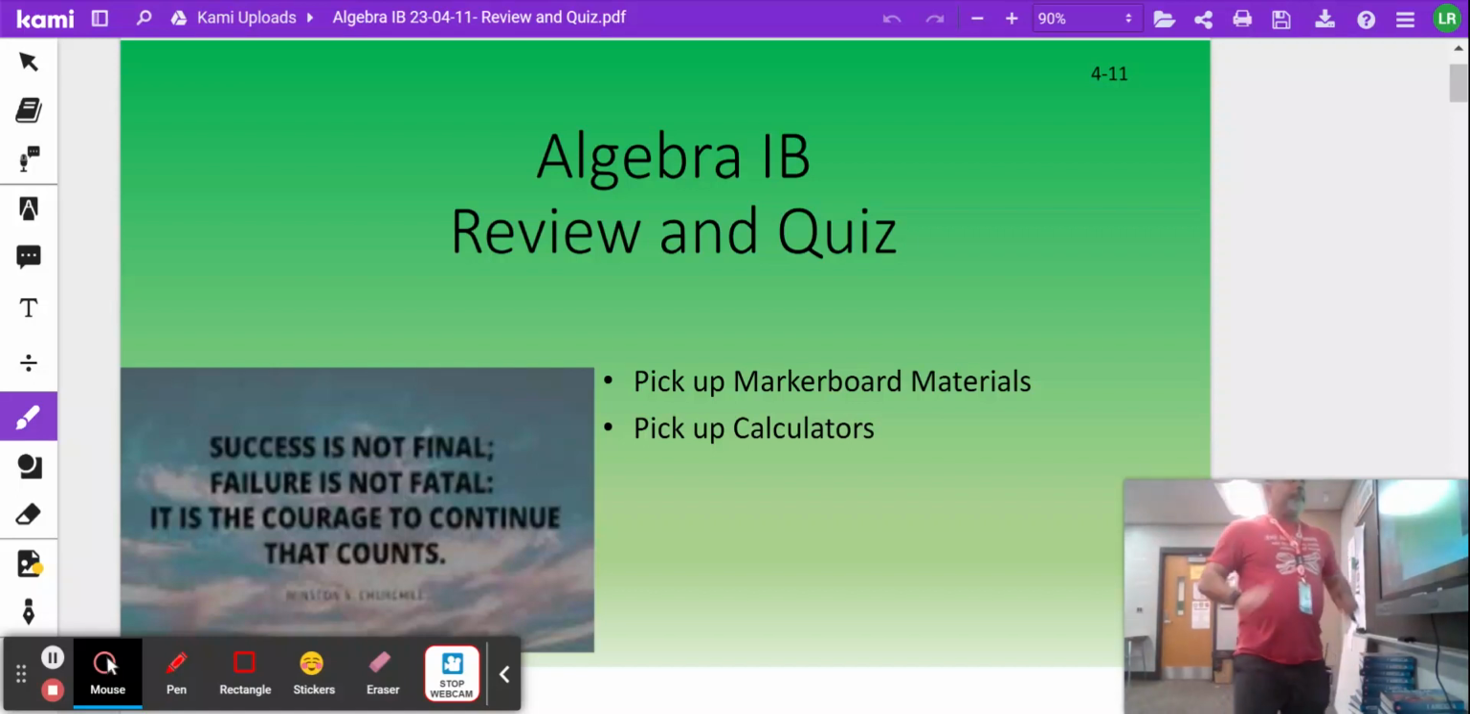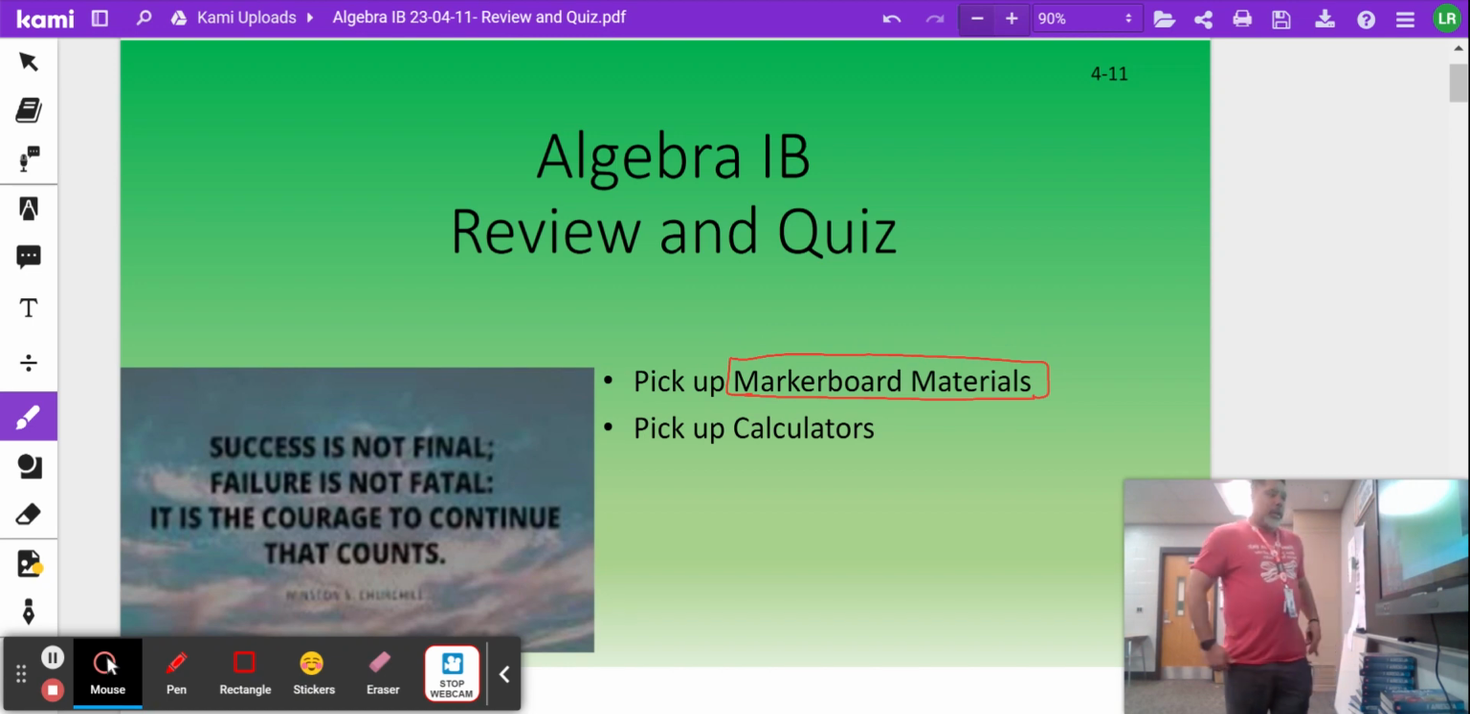Hey guys, we're going to be doing a little review here. So you will need, it says marker boards up here. So let's go ahead and get our marker board stuff. Might need to pause the video here and allow students a chance to get their marker board materials. All right, once we have the marker board materials, let's go ahead and start off here.